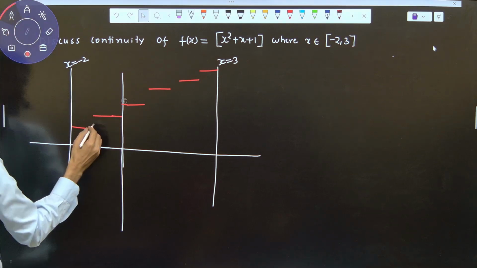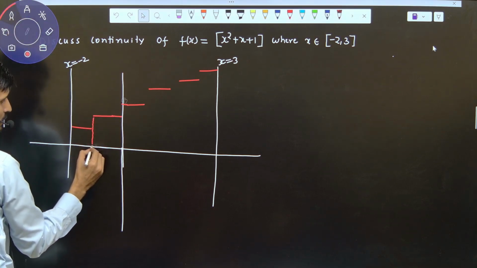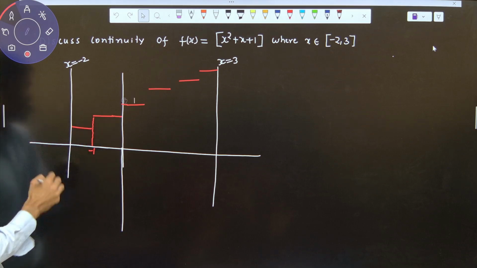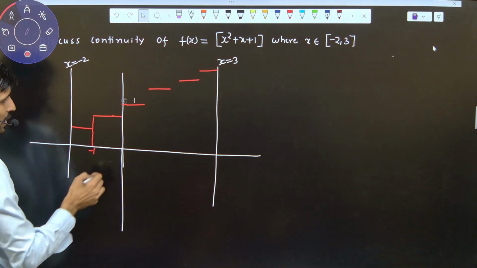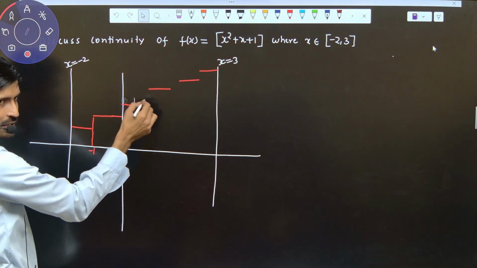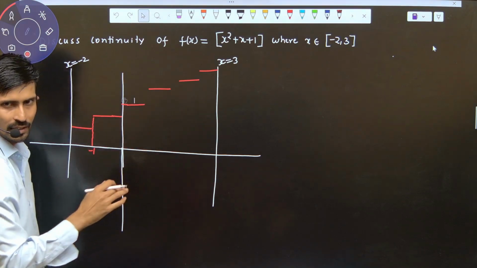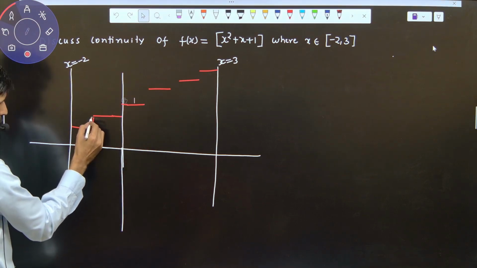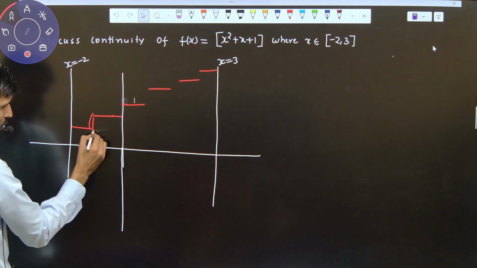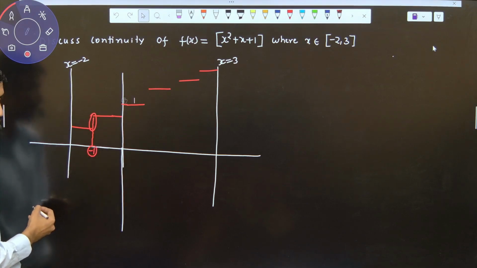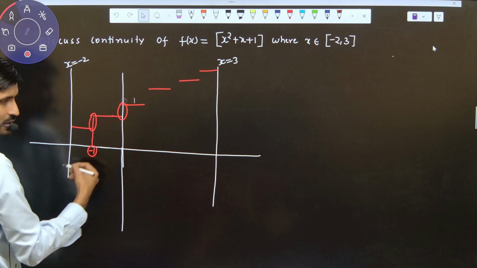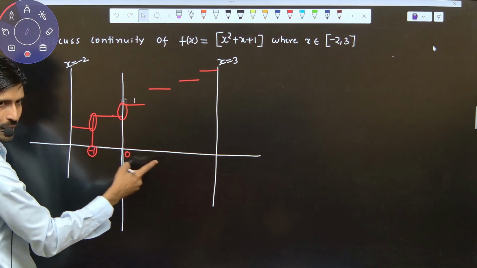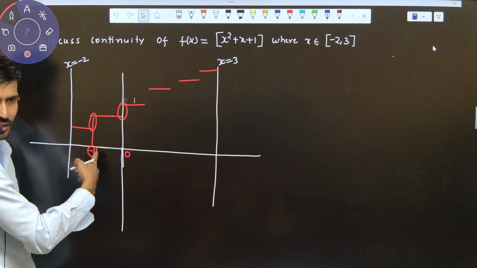Suppose here the x coordinate is -1, so we'll say at x = -1 this graph is discontinuous. Again at x = 0 the graph is discontinuous, 1, 2, like that. But we have to find all the x coordinates. See, this point is discontinuous now, so what is the x coordinate of this point? -1. At this point the graph is discontinuous, what is the x coordinate here? 0. So we have to find all the points where the graph will break.